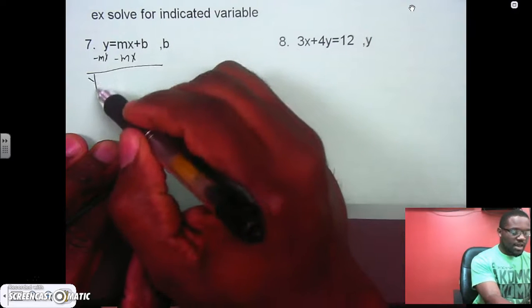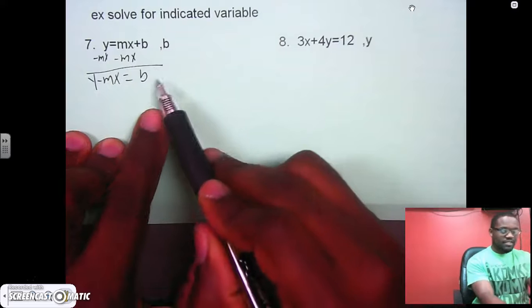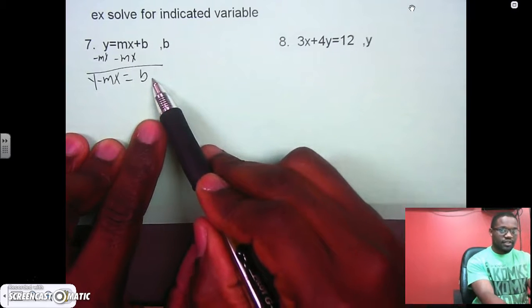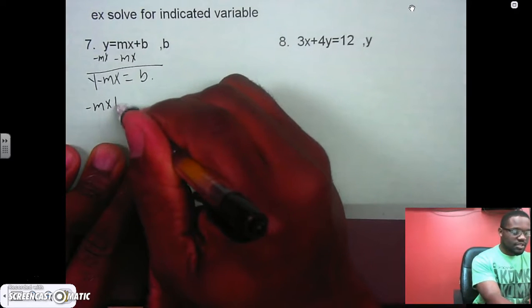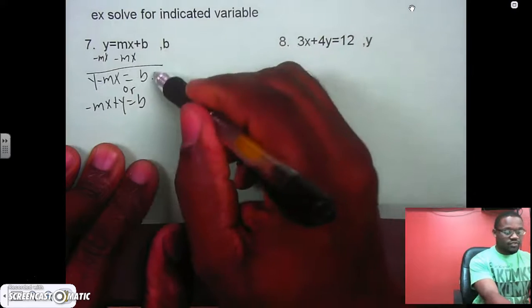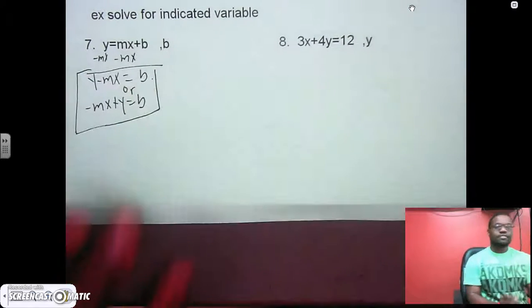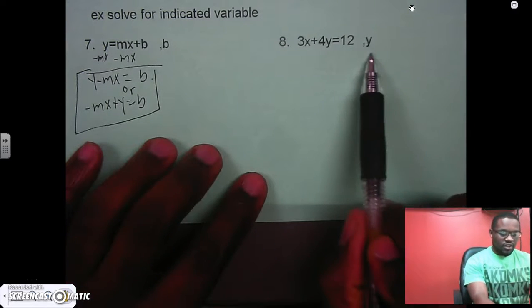So this is y minus mx equals b. Is the b by itself? Yes, it is. It's solved. Now, could I have said negative mx plus y equals b? Yes, either one of those is fine. It's okay for either one of those to be. They're both the same thing. What about number 8? I need to solve this for y.